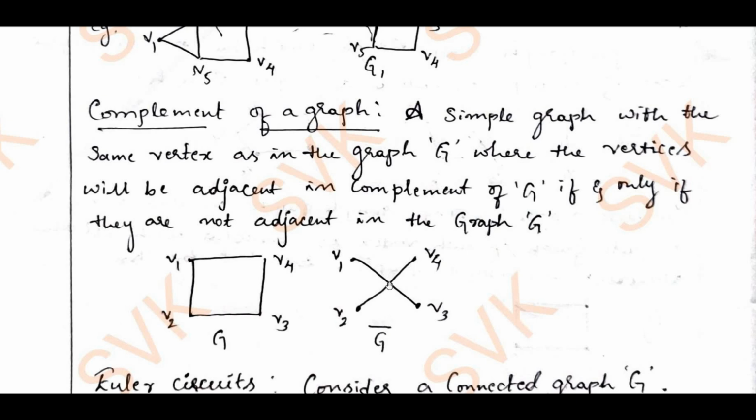Understood? So if I bring this G complement to G, if I insert this G complement into G, that will be a complete graph. That's all. That will be a K4 graph. Understood now? Very simple. This is the logic.